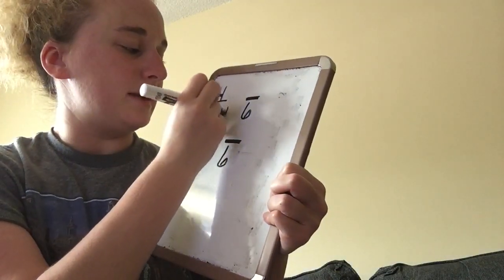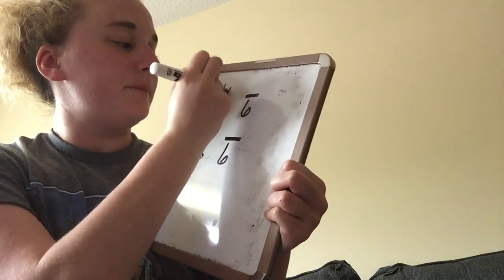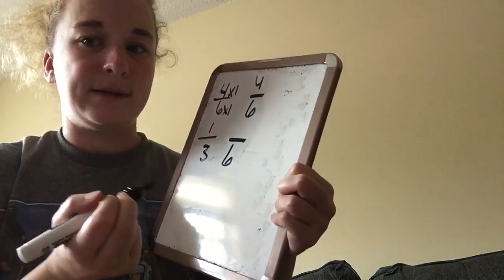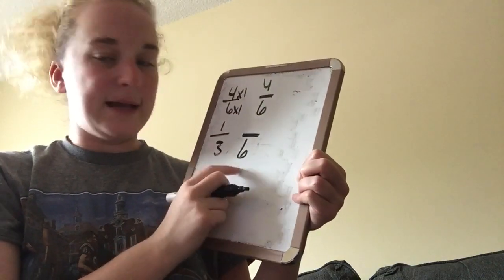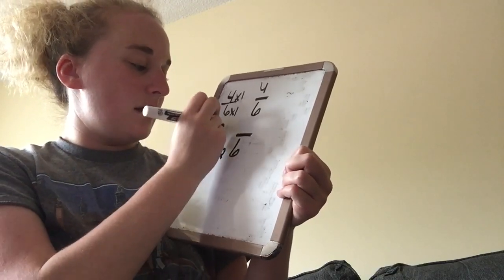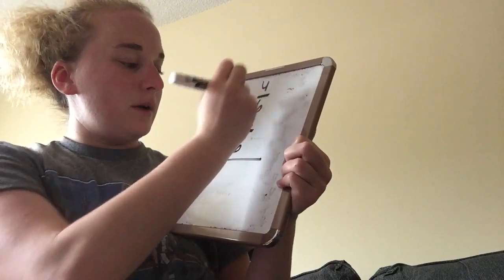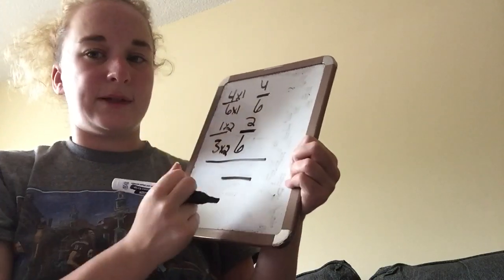To find equivalent fractions, what we do to the bottom, we have to do to the top. So 6 times 1 is 6, so now I have to do 4 times 1, which is 4, so I have 4/6. Now I have to think, 3 times something gets me to 6. 3 times 2 is 6, 1 times 2 is 2. So now I have 2 fractions with the same denominators.